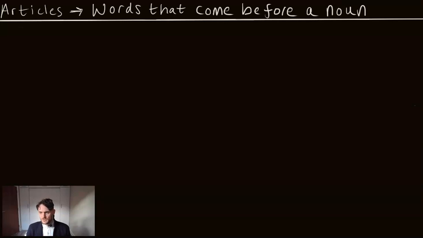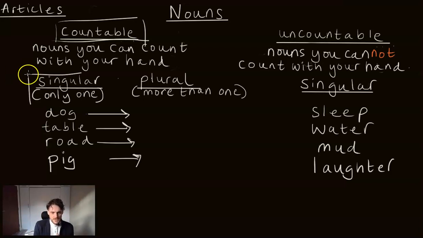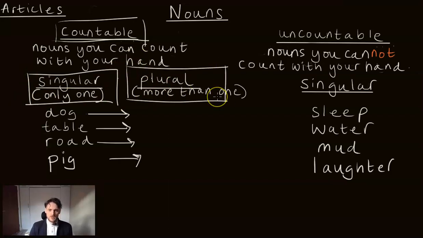To understand the article, you must understand the noun. So nouns come in two categories. We have the countable nouns. Countable nouns are nouns that you can count with your hand. They'll come in the singular, which means the only one, or the plural, which means more than one. So to say things in a singular form, we would use a, an, or the. We would use definite or indefinite.